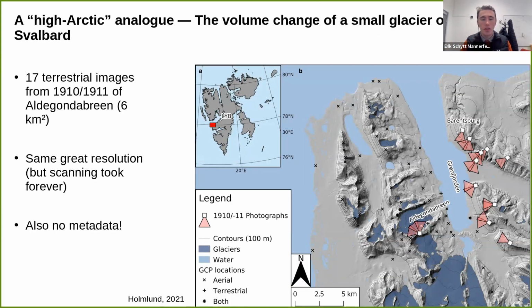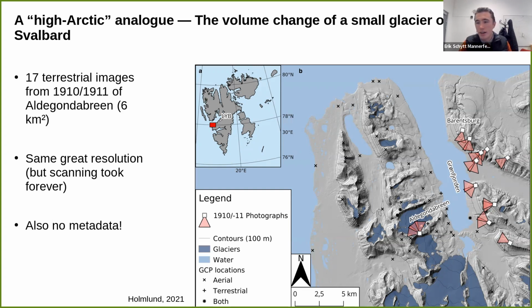So this made me interested in what kind of spatial patterns we can see. Like, what can we find from other places in the world? So I ordered some images from Svalbard of a small glacier of equal or comparable size, at least, to Storglaciären, called Aldegondabren, which is on the western coast of Svalbard.